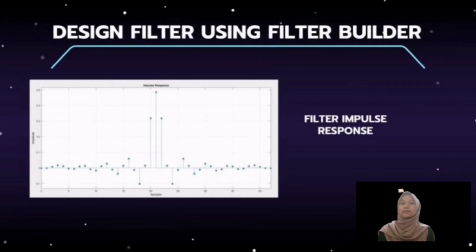We can also obtain the filter impulse response in the time domain, h[n], using Filter Builder. The impulse response of the filter is actually obtained and derived from the Fourier transform. Using the formula for the inverse Fourier transform, the impulse response of a low-pass filter turns out to be a sinc function, which is similar to the plot that we obtain here.